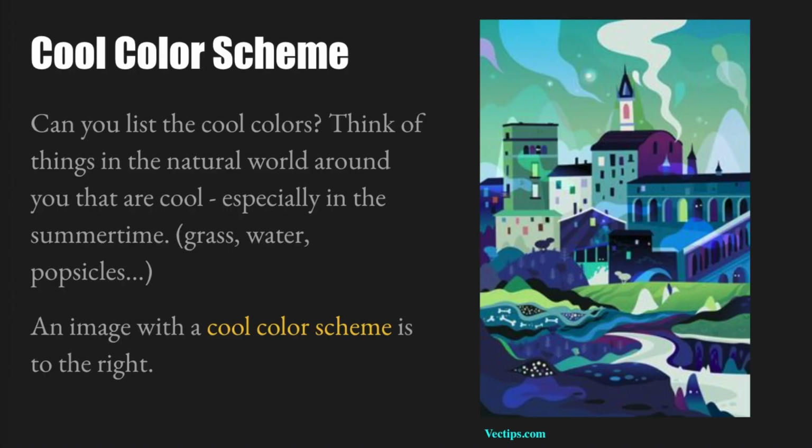When we talk about a cool color scheme, you need to think about what you know about warm and cool colors. Think of things in the natural world around you that are cool on a hot day. Water, grass, popsicles. I put an image on the right for you that uses those colors. You can see they use tints and shades of these colors to be able to see the whole composition, because if we remember before, analogous colors don't have a lot of contrast, which is what a cool color scheme consists of. So you have to use tints and shades to see all the objects.